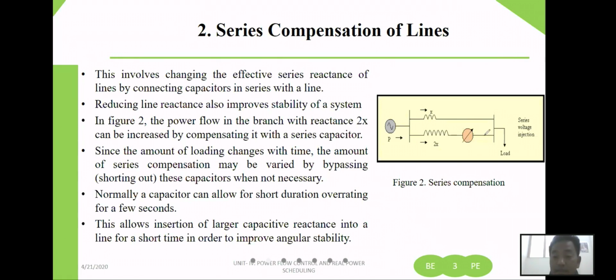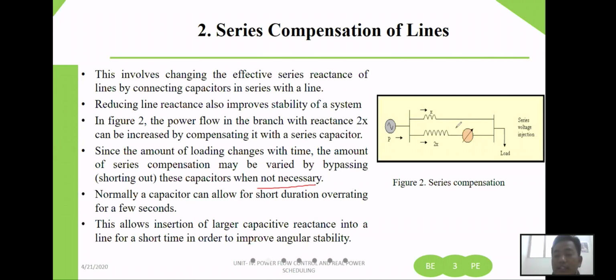So this series capacitor should have a property such that whenever it is not required, it can be bypassed or shorted out. That's why it is written: varied by bypassing or shorting out this capacitor when not necessary.